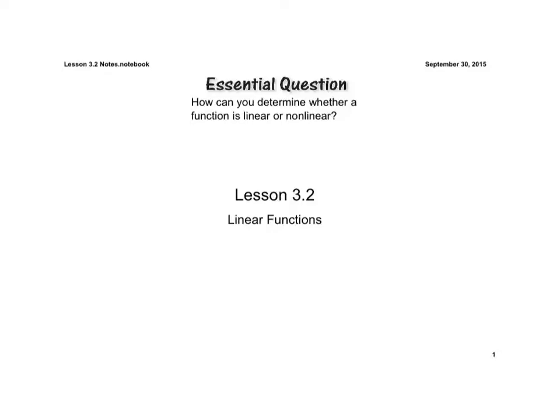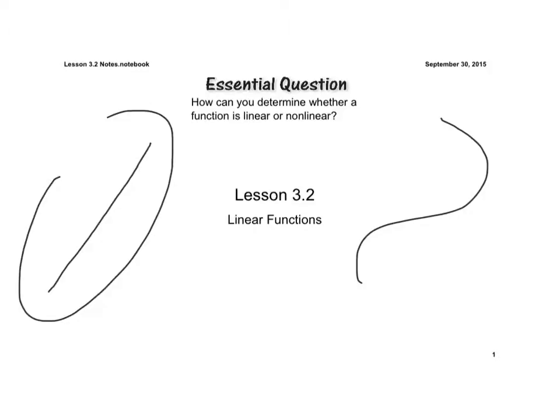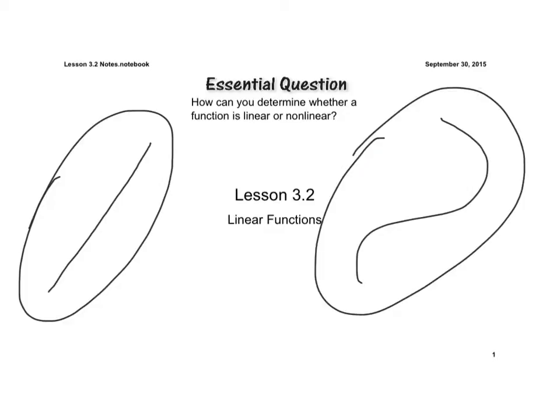We're going to talk about lesson 3.2 today, titled Linear Functions. So the essential question is, how can you determine whether a function is linear or non-linear? If you just think about it, linear, a straight line. Non-linear, okay, so pretty simple. We want to know, is a graph or an equation or whatever going to represent a line or something nonlinear?